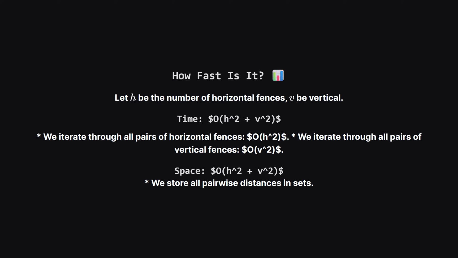So how fast is this? Let's say h is the number of horizontal fences, and v is the number of vertical fences. Generating all pairs of horizontal fences requires a nested loop, which takes time proportional to h squared. Similarly, the vertical fences take time proportional to v squared. Finding the intersection is generally efficient, so the overall time complexity is order of h squared plus v squared. The space complexity is the same, because in the worst case, all the calculated distances are unique, and we store them all in our sets.